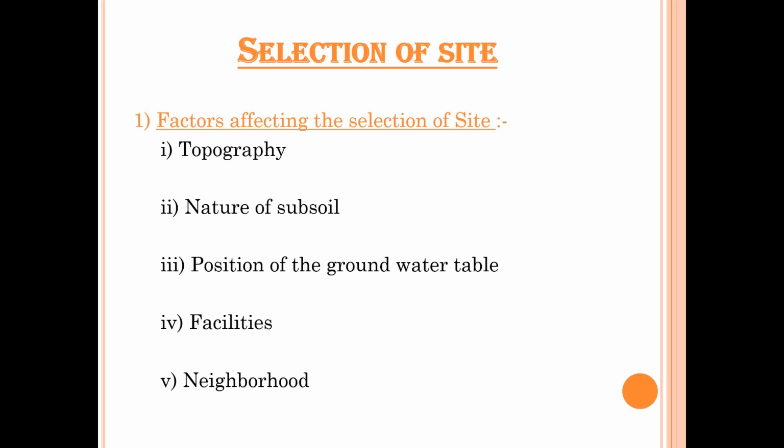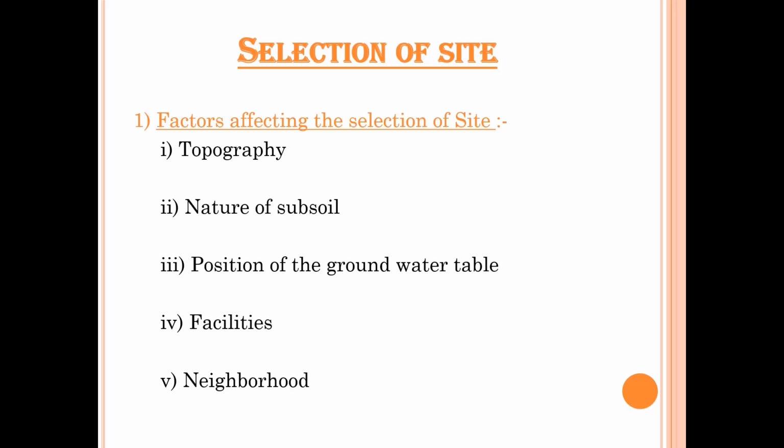So, what are the factors affecting the selection of site? The first thing is topography. What does topography mean? Whether you are choosing a site that is undulated, has a slope, is at a low lying area, or is at a height, all these things come under topography. Basically the land should be of plain nature. It should not be undulating, so that not much cutting and filling of land is needed to make it plain.